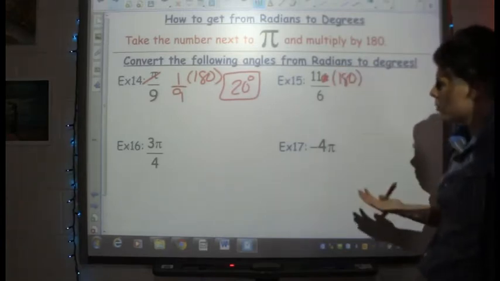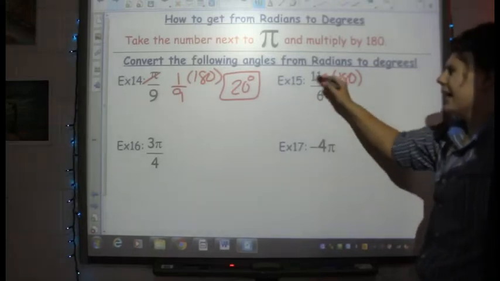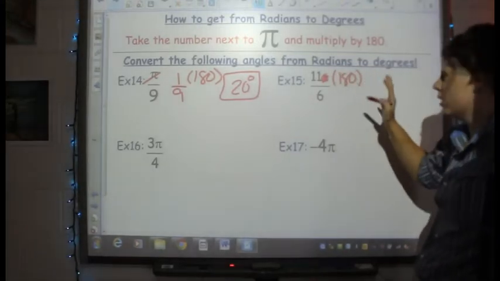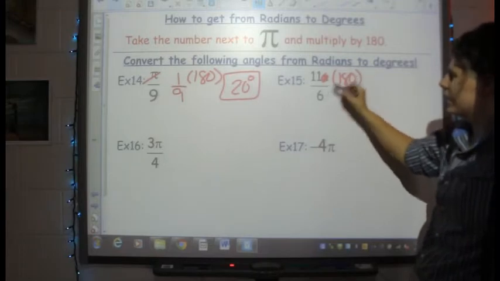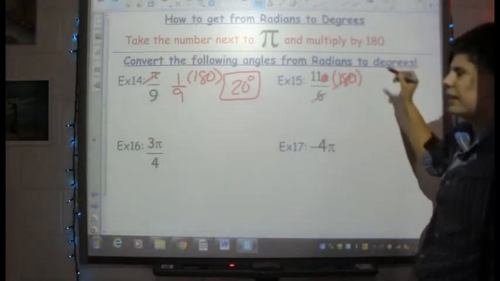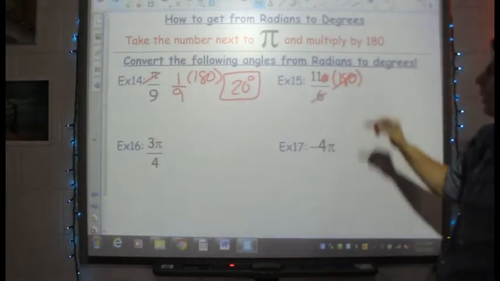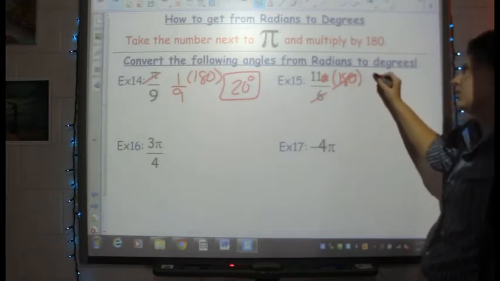All right, so for this one, again, I don't know what 11 times 180 is. That's too hard for me. I'm not going to try that. Instead, I'm going to say 180 divided by 6. So what's 180 divided by 6? Well, 6 goes into 18 three times. There's a 0, so that's 30.